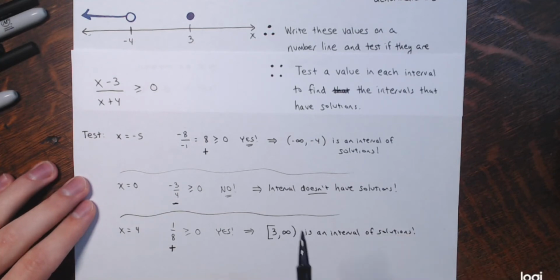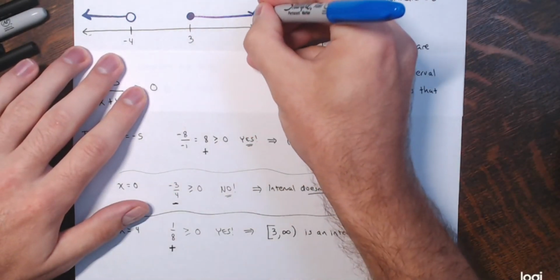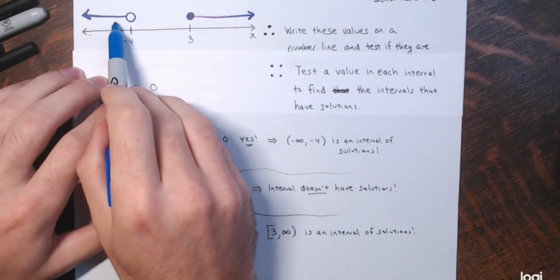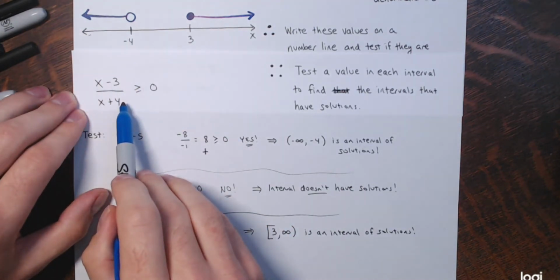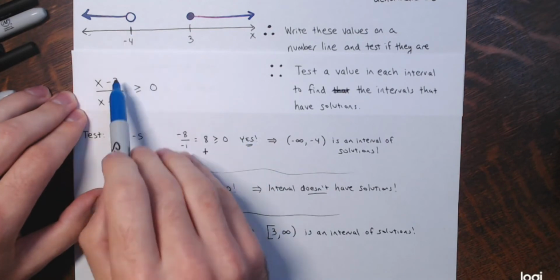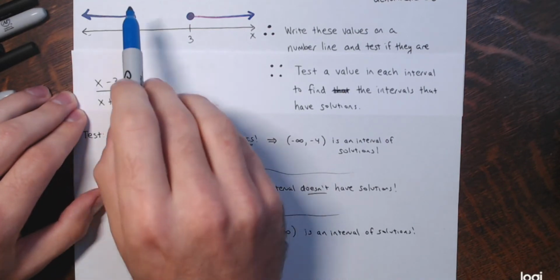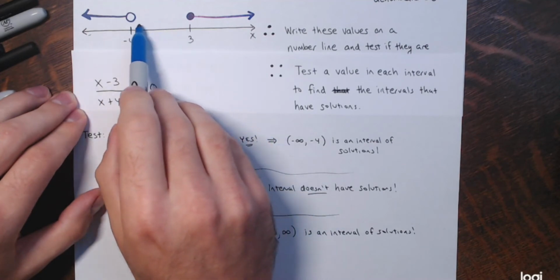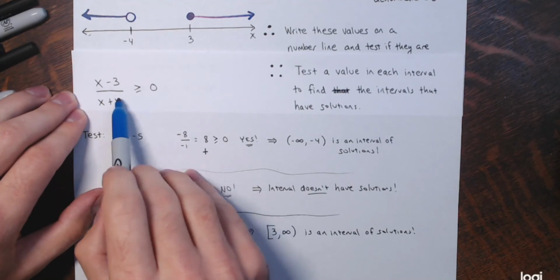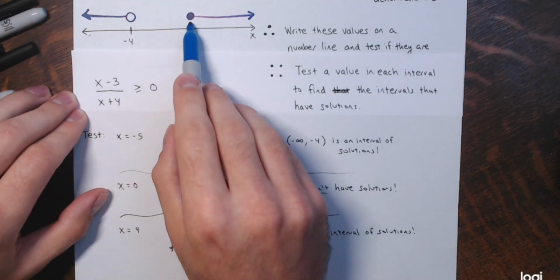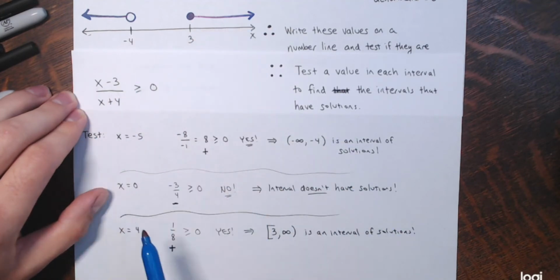Great. And I'll mark that off on my picture up here by drawing a little arrow to the right of 3. So all these numbers to the left of -4 make this inequality true. -4 doesn't, because it makes a denominator 0. Right? Can't have that. The numbers between -4 and 3 don't work, and to go ahead and plug some in, it won't be true. And then 3 works, and every number above 3 will also work.